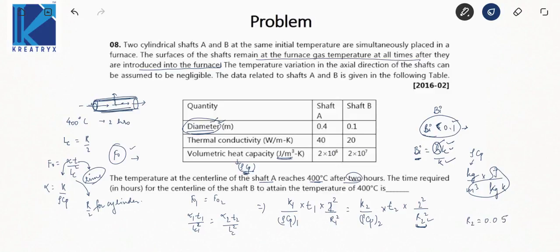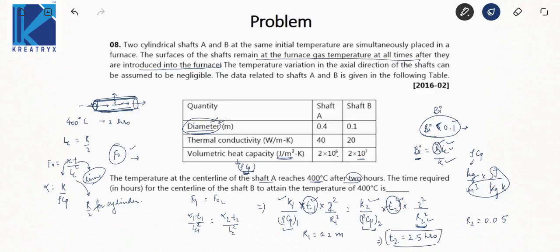So R2 is 0.05 and R1 is 0.2 meters. K1 is 40 watt per meter Kelvin. K2 is 20 watt per meter Kelvin. Rho Cp1 is 2 into 10 to the power 6 joule per meter cube Kelvin. Rho Cp2 is 2 into 10 to the power 7 joule per meter cube Kelvin, and you can put the time in hours. It will not have any effect because here the time will be in hours. You will get the time directly in hours. After putting all the values and solving it, you will get t2 equal to 2.5 hours.